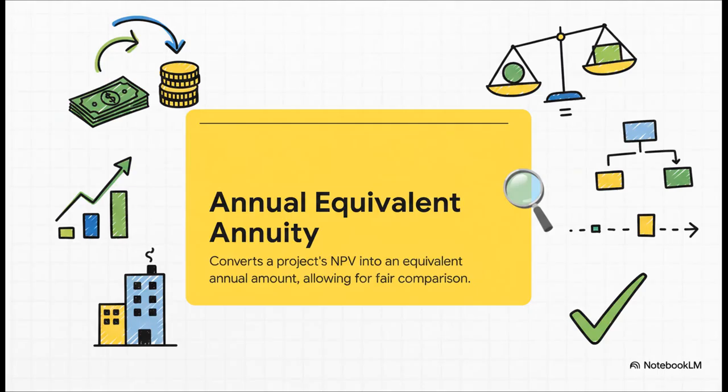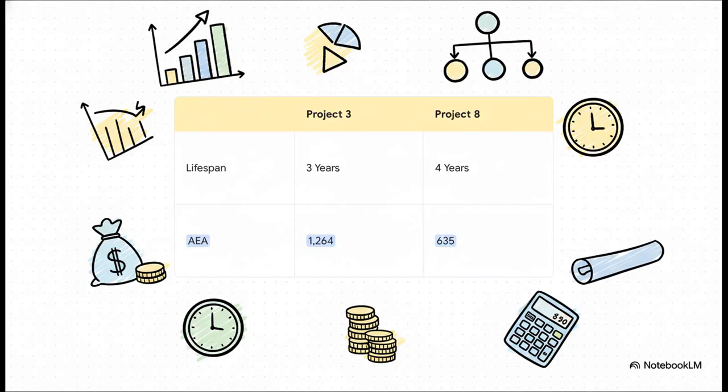To make this a fair fight, we use this awesome tool called the Annual Equivalent Annuity, or AEA. Now, don't let the fancy name scare you. The idea is super simple. It just takes a project's total value and spreads it out evenly, kind of like calculating an average yearly salary. It lets you compare any two projects on a fair year-by-year basis. And when we do that, whoa, the tables completely turn.